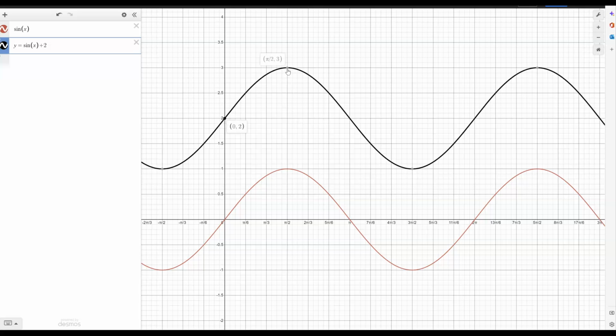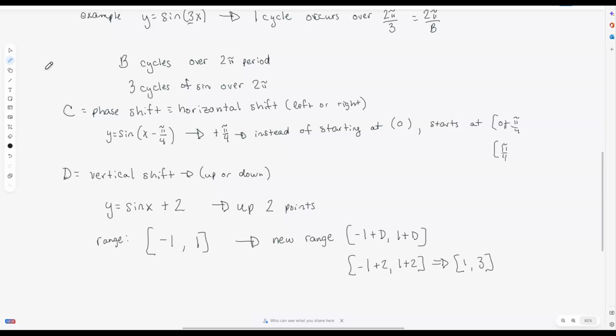And then that means that your highest point goes up from 1, right? So instead of being 1 as your highest point, 1 plus 2 is 3. So my highest point is now 3, and my lowest point is now 1, right? -1 plus 2 means that my lowest point is 1, okay? So that's your vertical shift. That's your D, okay?